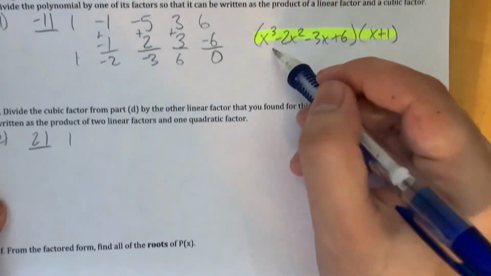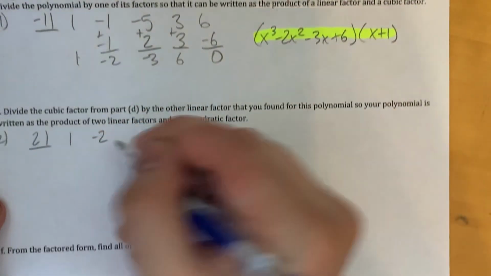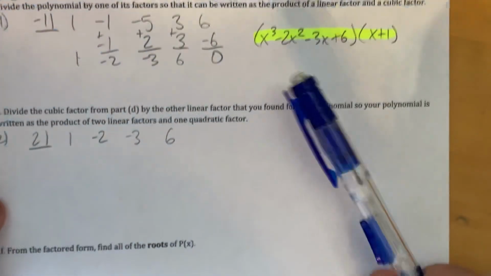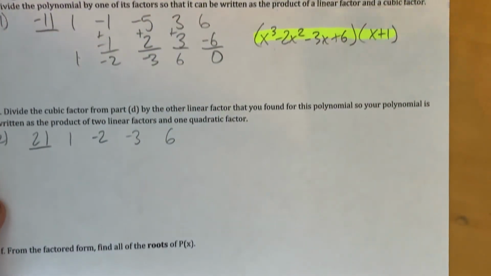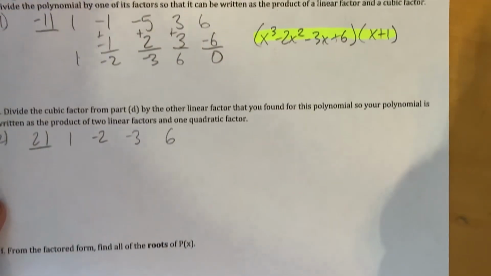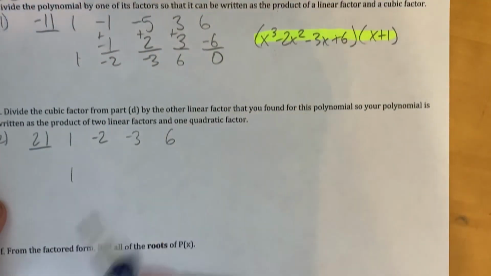1, I'm going to use the cubic factor. 1, -2, -3, and 6. We have to use the cubic factor because if we go back and do the original factor, we're still going to get a cubic factor. We haven't broken it down any further. We still have a cubic function.